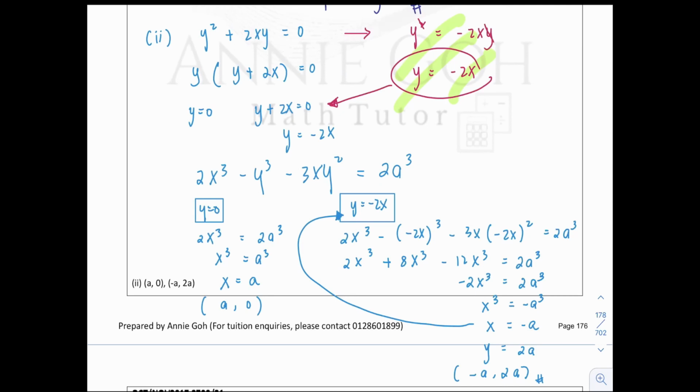That's how you solve for this equation to get the 2 points on the curve where the tangent is parallel to the y-axis.